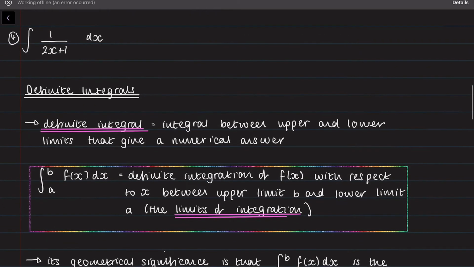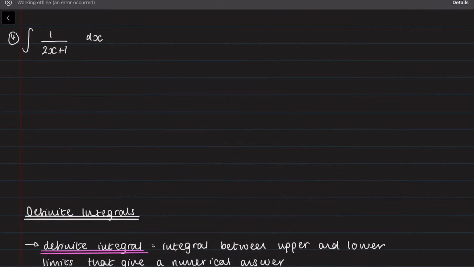So for this final example, I've got a single power of x on the bottom, so that's like having the integral of 1 over x dx, which I know is ln x. So I know it's going to be something like a half ln 2x plus 1 plus c. But if I wasn't sure, I could check that, so I'm going to write check.